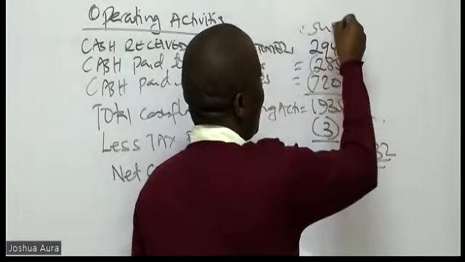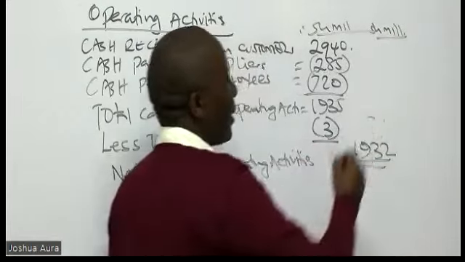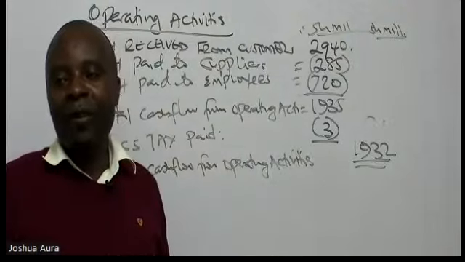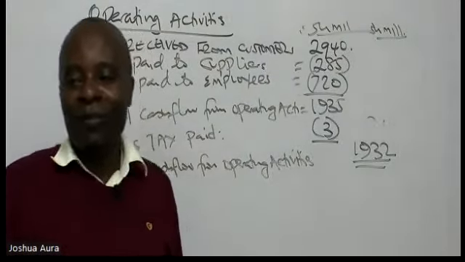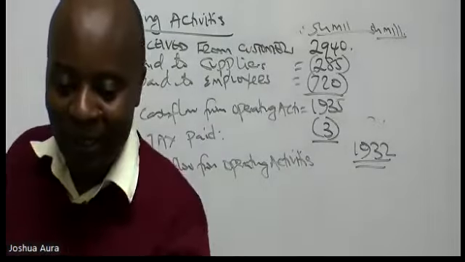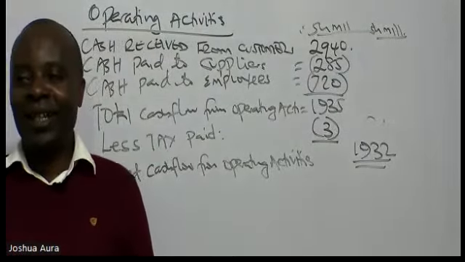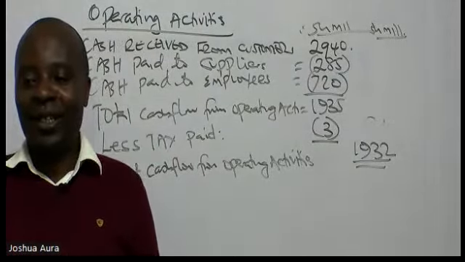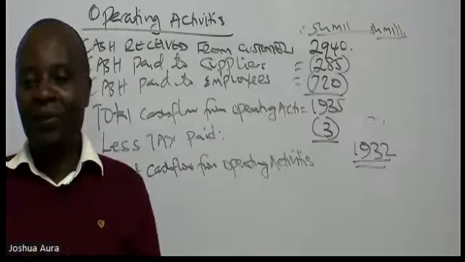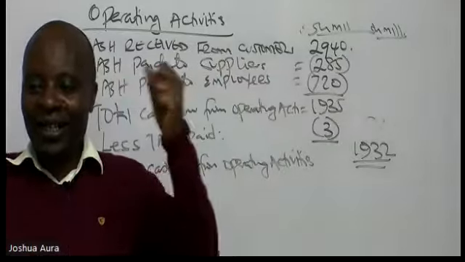So of course we have shillings millions here and shillings millions there, 1932. So is this figure familiar? Is it familiar? Great. Thank you very much.